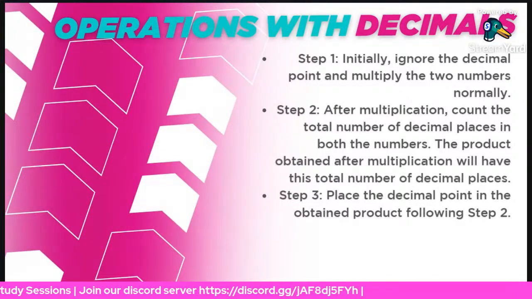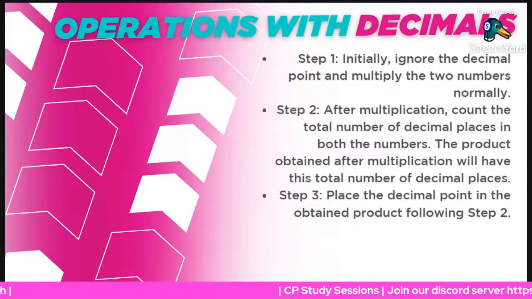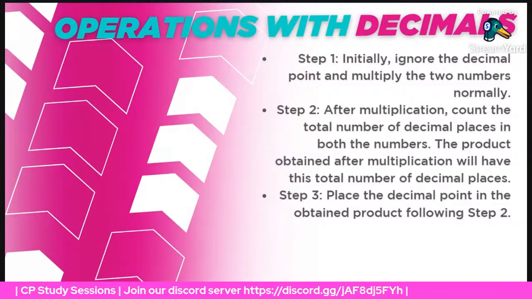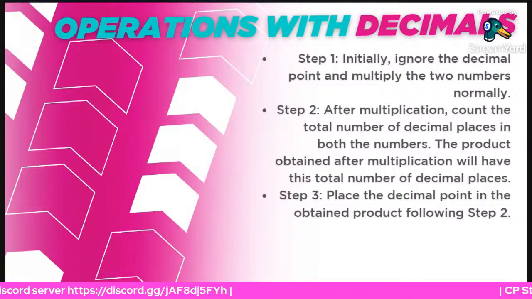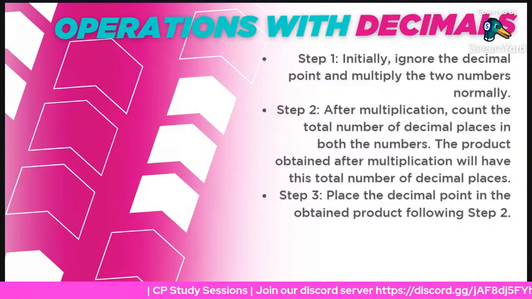So step 1, initially, ignore the decimal point and multiply the two numbers normally. So wag muna natin isipin masyado ang decimal point. So after multiplication, count the total number of decimal places in both the numbers. The product obtained after multiplication will have this total number of decimal places. So for example, you will multiply 0.1 times 0.1. So ang product nun, ilan ang decimal places?